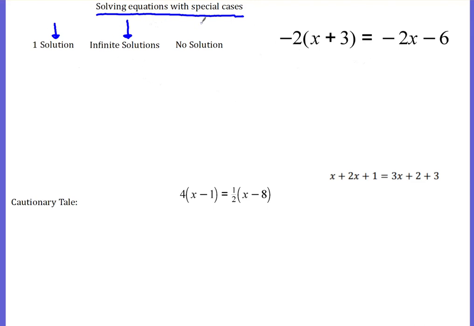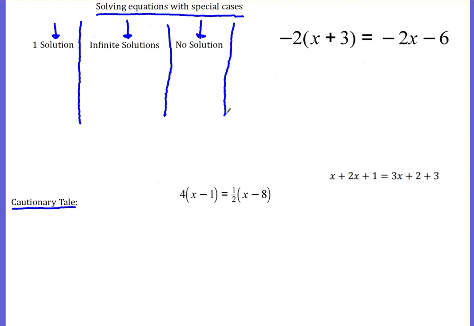We also have these special equations with no solution. And I also want to give you a cautionary tale, a mistake that I see a lot that we're going to try to review, go over the logic of that. So kind of go over, what do you see? We got one solution, infinite, and none.